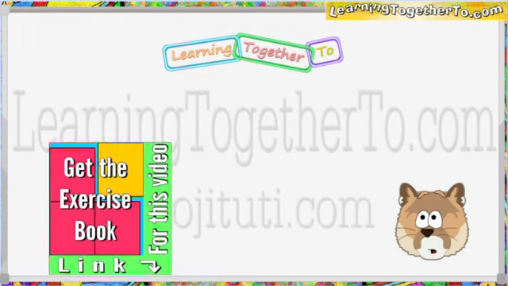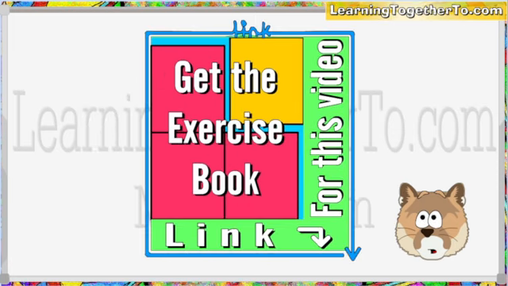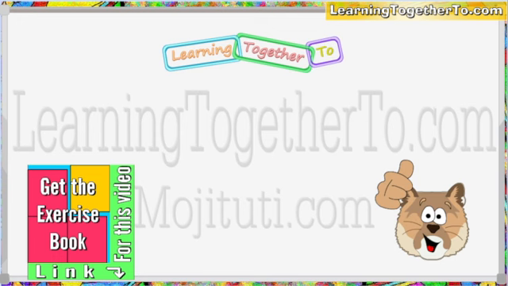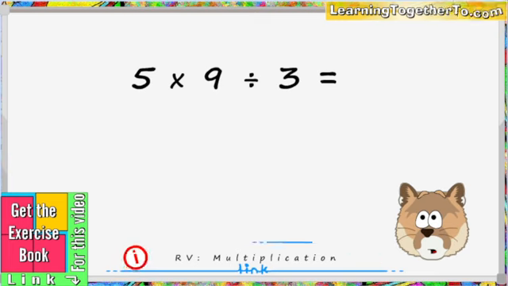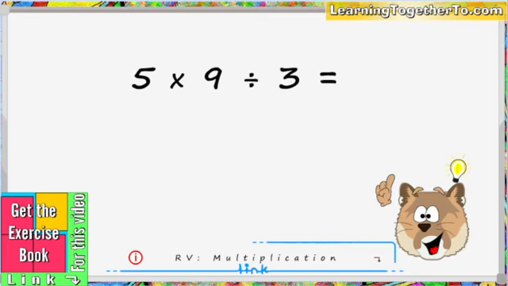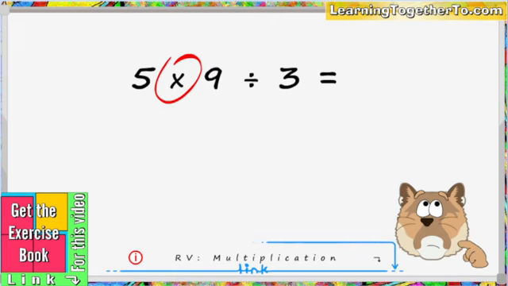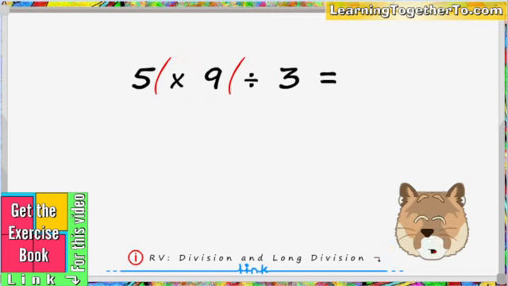If you have the exercise book for this video, bring it out to work with it. Feel free to pause the video at any time as you follow along in the book. Peter, what is 5 times 9 divided by 3 equal to? Peter, this time we are going to be multiplying and dividing. Great job, Peter. But Peter, does it matter if we multiply first or should we divide first?